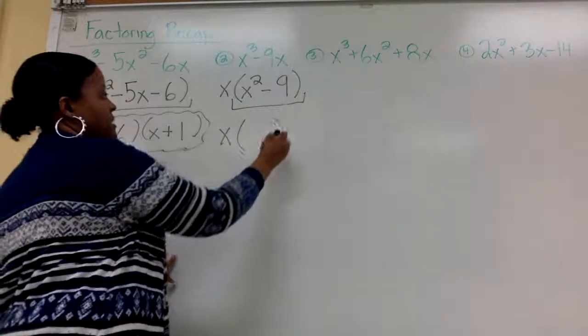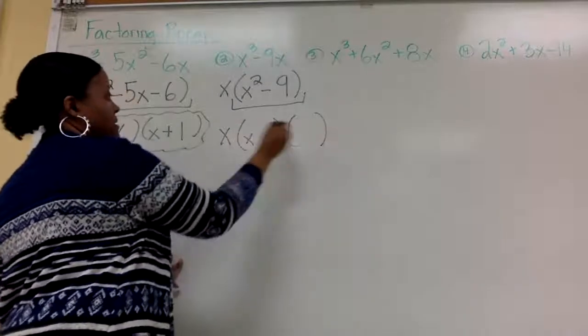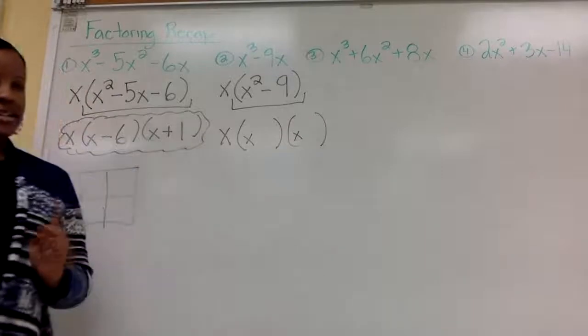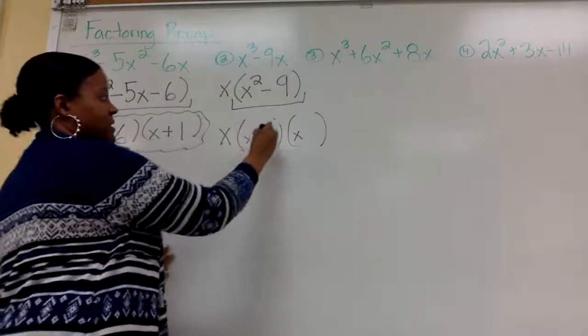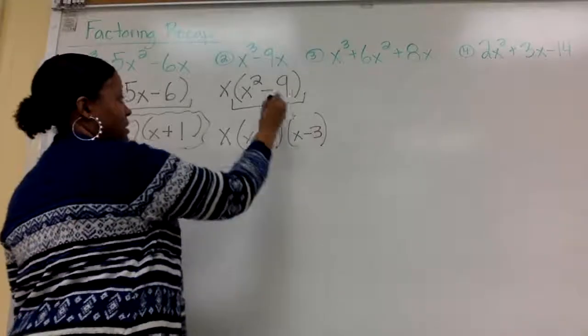So I set up parentheses, put my x's in there. Multiplies to give me negative 9, adds to give us 0. So that must be positive 3 and minus 3.